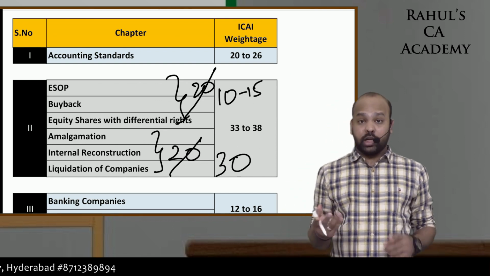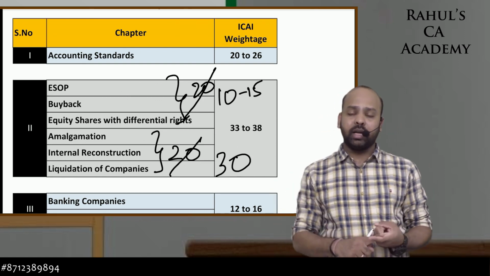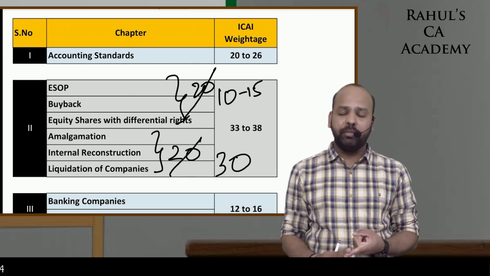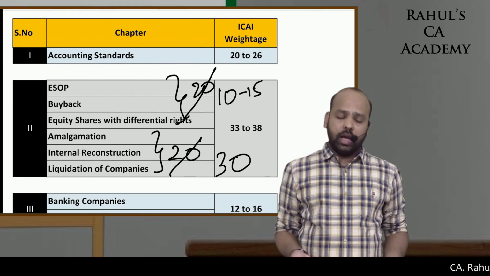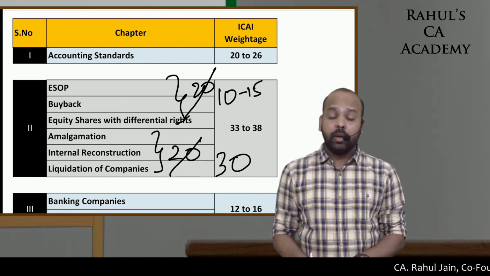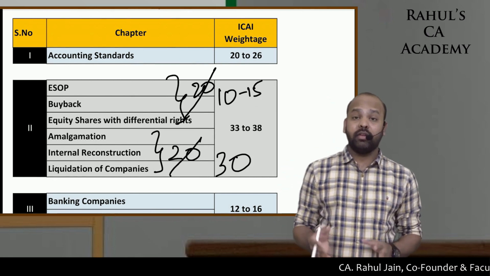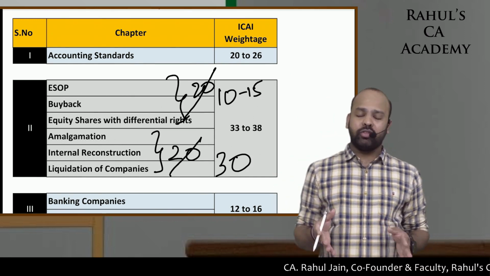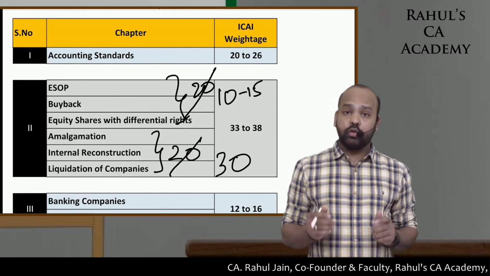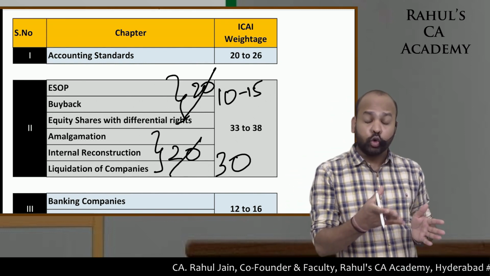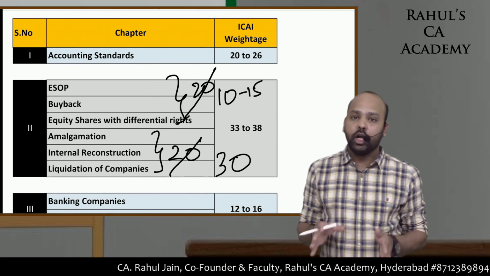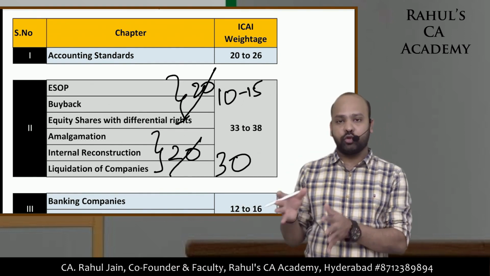So you can expect a 20 marker plus a 10 marker from amalgamation, internal reconstruction, liquidation of companies, or 20 plus 5 plus 5. And another 10 marks from ESOPs and buyback. But do not forget, ESOPs and buybacks are relatively smaller topics, so you will have to concentrate on them. Do them first, because you cannot suspend or push these topics towards the end guys. Do them thoroughly first and then shift to the other topics.